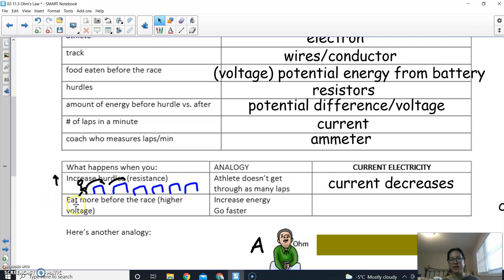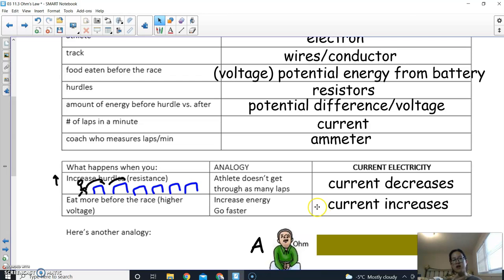This is an imperfect analogy, but let's say you eat more before the race. This means you're increasing the voltage. You increase the energy, which means you might be able to go faster. So what happens to the current in this case? If you are able to go faster, then that means that the current increases.